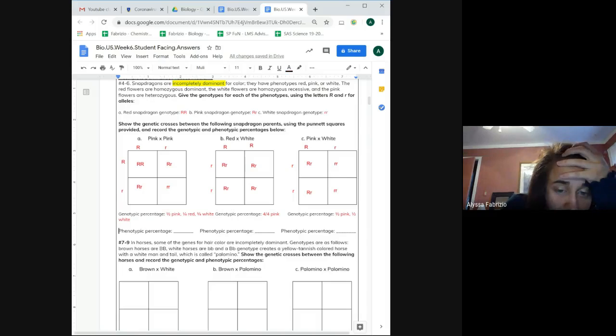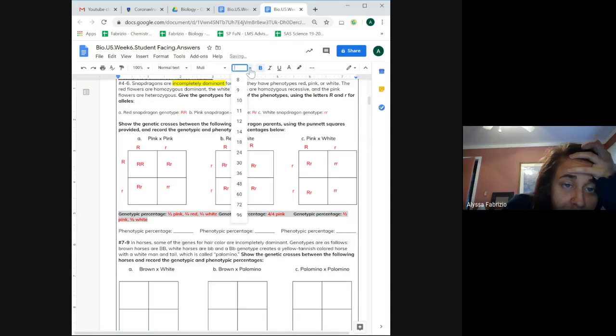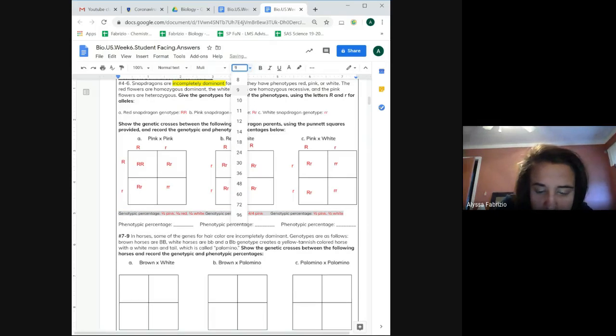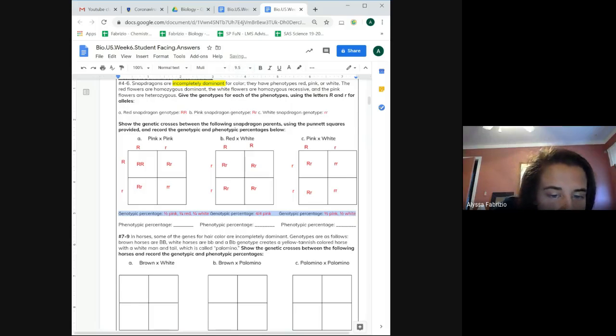Very good. Now I wonder if I can make this smaller, and not make it bolder. Let's make it 9. Here we go. Okay, 9.5 works.